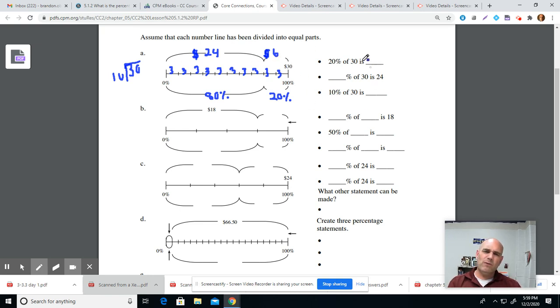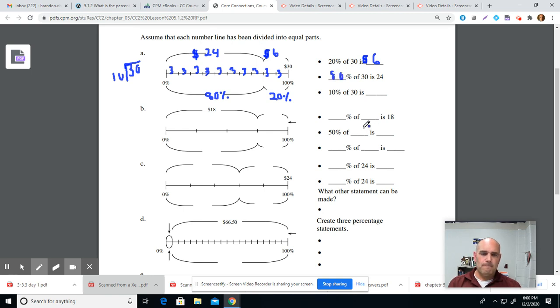All right. So let's see if we can fill this out. So 20% of 30 is, so here's my 20%. So what is 20% of 30? Well, that's this money that goes along with it. That's this piece right here. So that's going to be $6. All right. So there's that. What percent of 30 is 24? Well, here's my 24. And what percent goes with that? Well, that's this piece down here. So that would be 80.